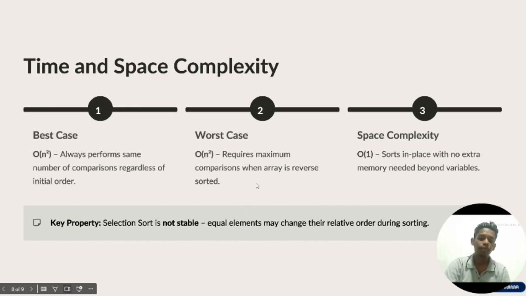Now let's see the time and space complexity of selection sort. Here, as we use two nested loops, the time complexity will always be n square in the worst case and the best case, whereas the space complexity will be 1 as it is implemented in the stack and no main memory is allocated. So the space complexity will be 1.